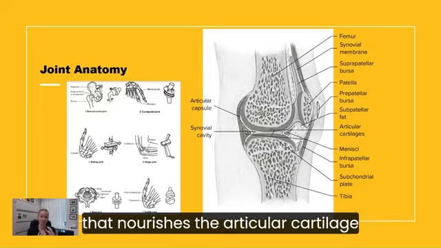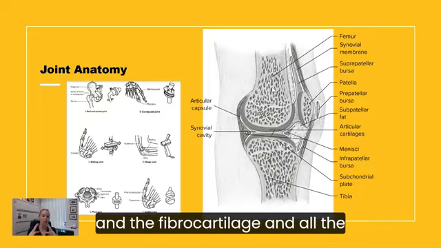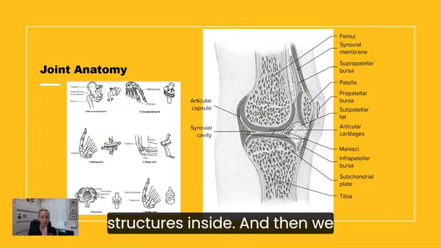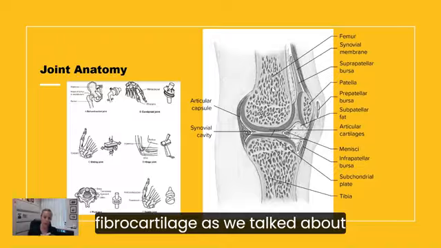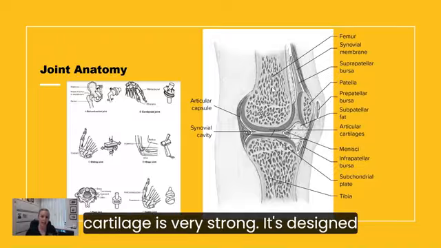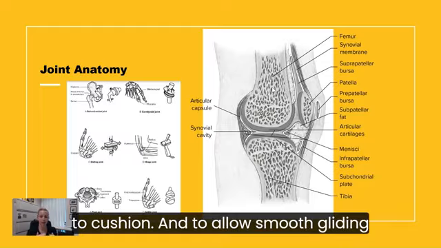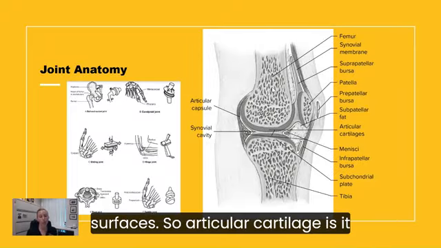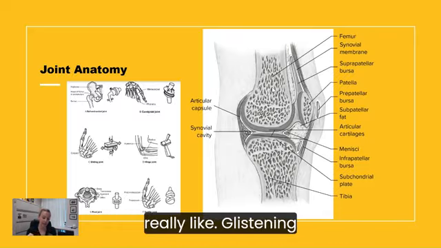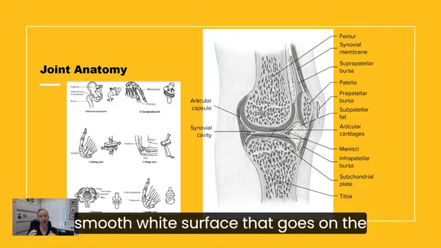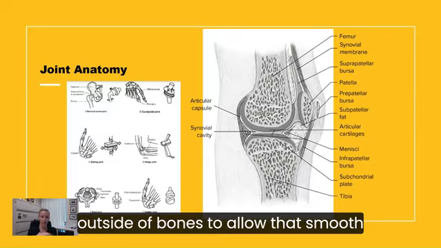that nourishes the articular cartilage and the fibrocartilage and all the structures inside. And then we have articular cartilage and fibrocartilage. As we talked about, cartilage is very strong. It's designed to cushion and to allow smooth gliding surfaces. So articular cartilage is at the end of bones, and it's a really glistening, smooth white surface that goes on the outside of bones to allow that smooth surface.